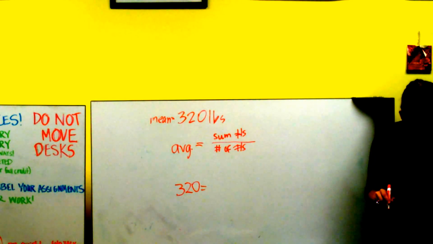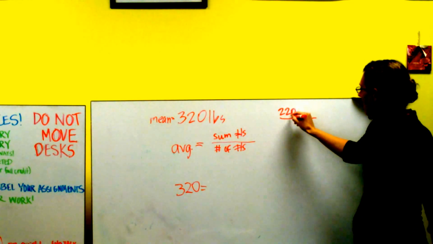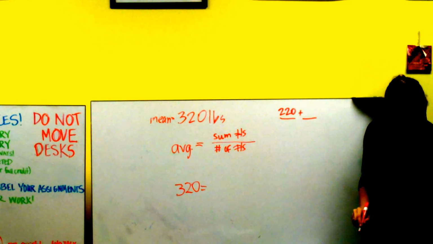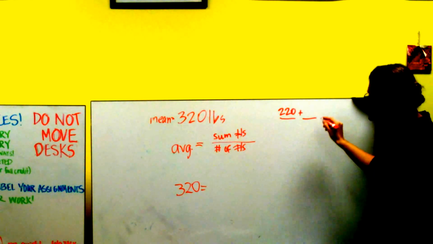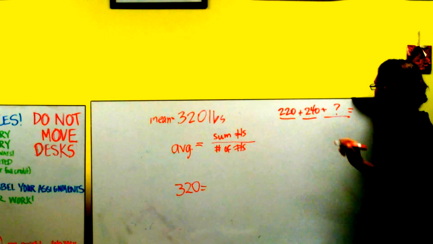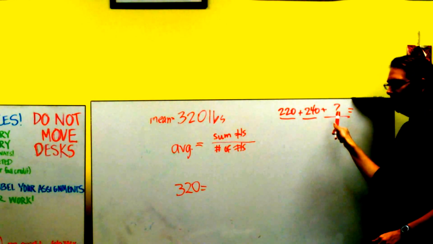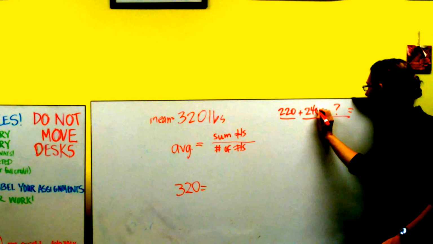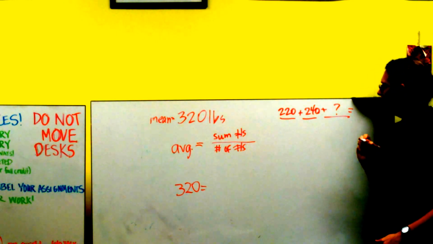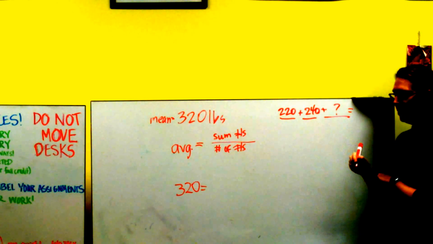The first pig weighed 220 pounds. And the second pig weighed 240. How much did the third pig weigh? Okay, so you've got three numbers. Okay? So, our job now is to figure out the weight of the third pig.